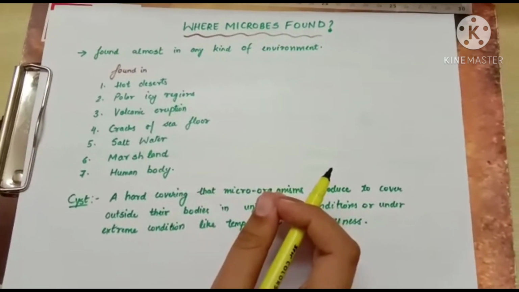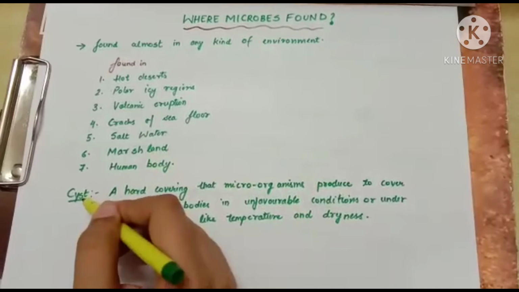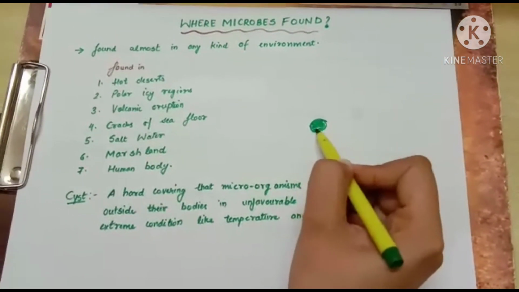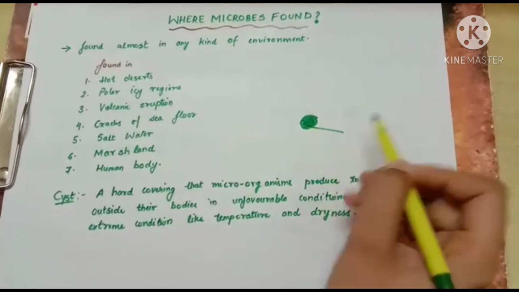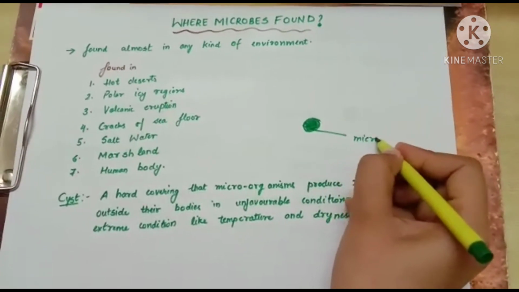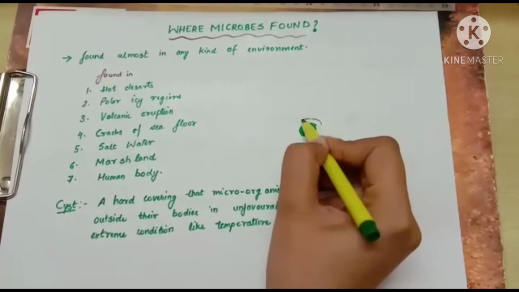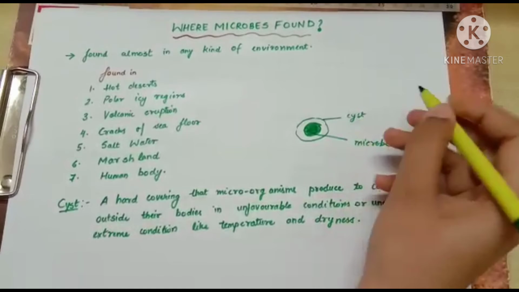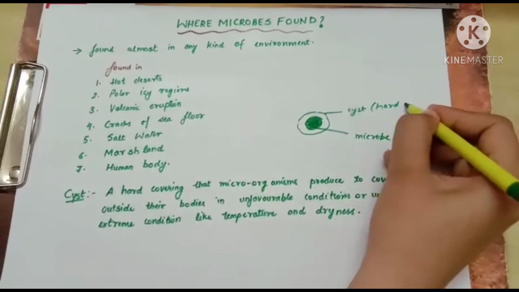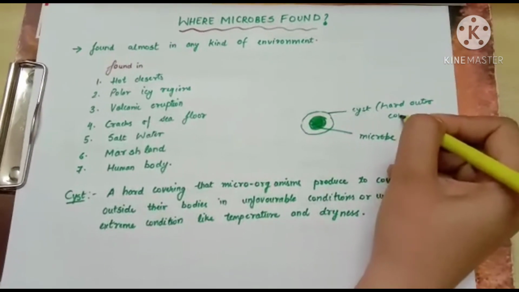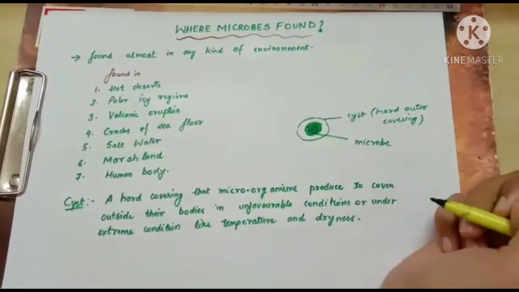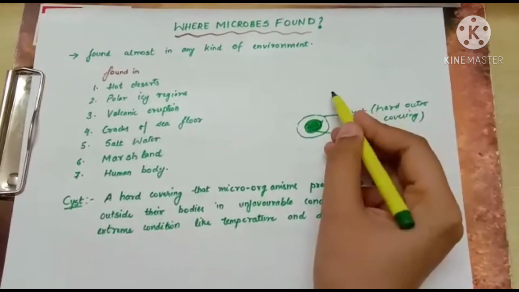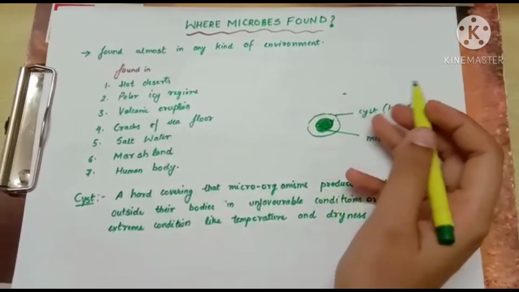Now, what happens in the unfavorable condition when they form cyst? Like this. This is a microbe. And it forms a cyst around itself. So this thing is called cyst, which is a hard outer covering. This cyst protects the microbe from the outside unfavorable conditions.